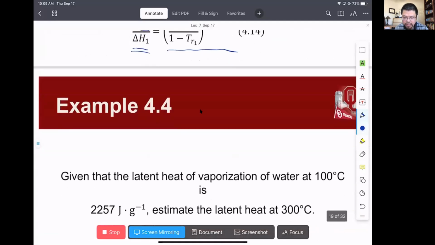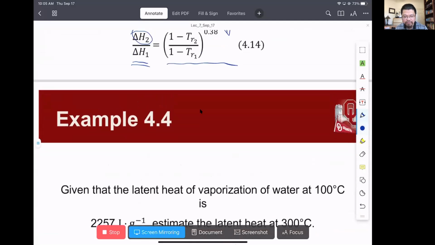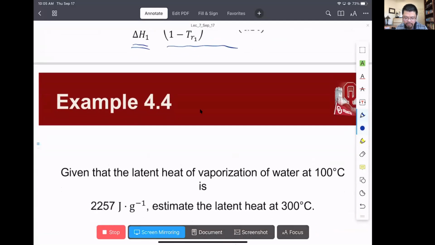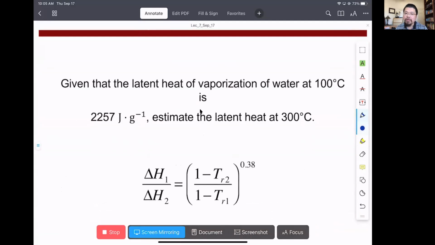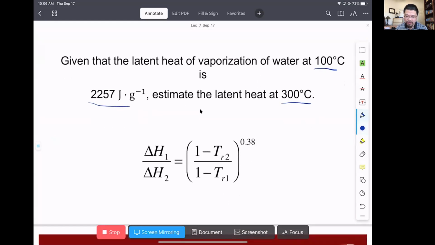Okay. In the book, we have one other example, 4.4, to demonstrate the use of this empirical correlation. Say we have this 100 degrees C, and we know the corresponding delta H. Now we need to estimate what would be the 300 degrees C latent heat. There we just put in the temperature, but again try to recall this is a TR. So we still need to look up the T over TC. What would be the TC value? Okay.